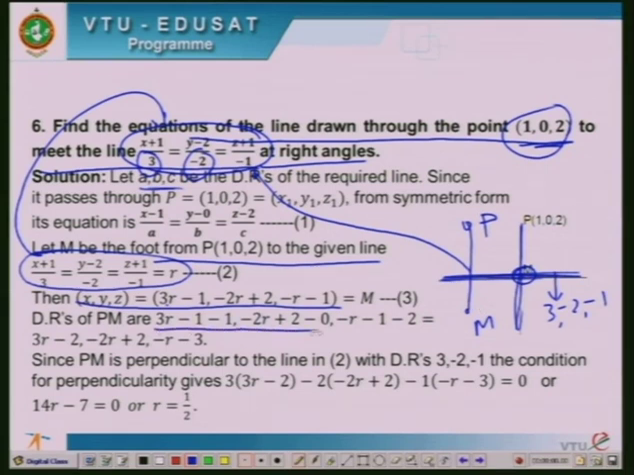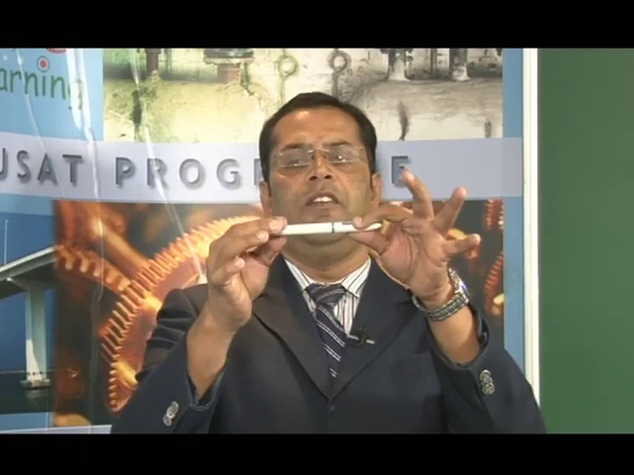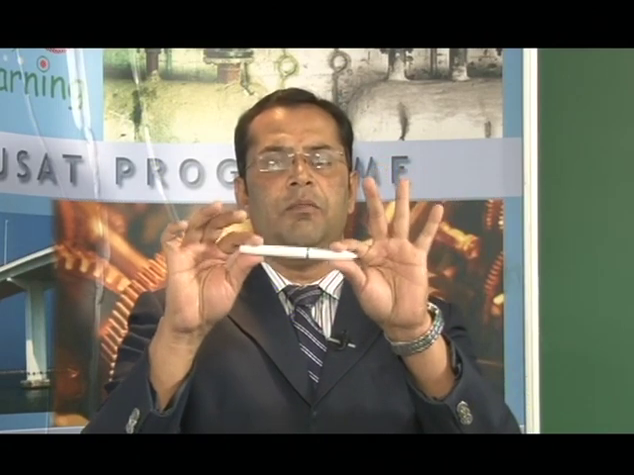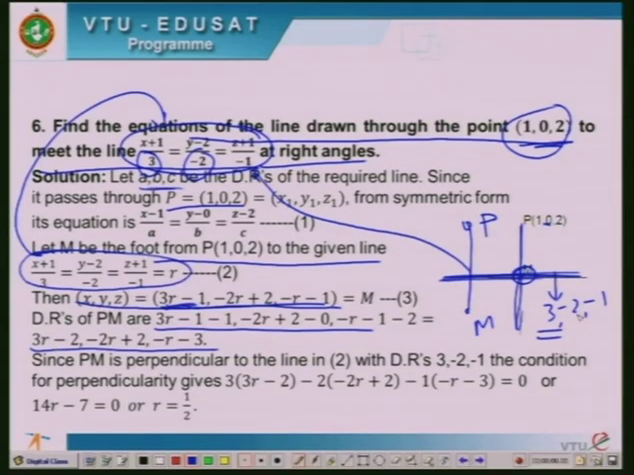So, obviously, the direction ratios of PM should be 3r minus 1 minus 1. The coordinates of M are this and P are (1, 0, 2), just subtract the coordinates. So, 3r minus 1 minus 1, minus 2r plus 2 minus 0 and minus r minus 1 minus 2, which simplifies to this. But again, PM is perpendicular to the given line and the ratios of the given line are 3, minus 2, minus 1. So, from the condition for perpendicularity, the sum of the product of the ratios should be 0. So, 3 into (3r minus 2) plus minus 2 into (minus 2r plus 2) plus minus 1 into (minus r minus 3) should be 0, which immediately gives on simplification the value of r as half.